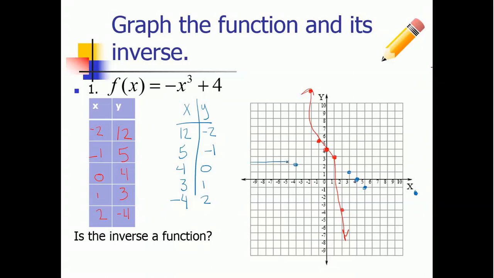So notice, guys, my graph is a cube root function. The graph of a cube root is the inverse of my cubic function. That's kind of interesting. But if you think about it, a cube root is an inverse of cubing something, right?